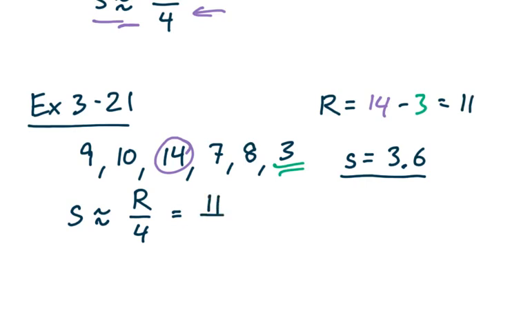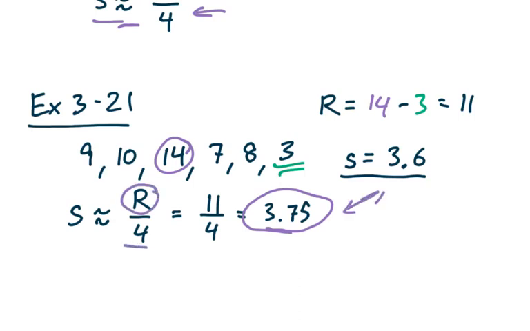And here we're doing 11 divided by 4, and that works out as exactly 3.75. Okay, and so notice here, it's actually very close. In most examples that you look at, the range divided by 4 is in the same ballpark, but it's usually not exact. So that is what we mean by a rule of thumb. It's a way of estimating it, doing it as a quick calculation, but you won't necessarily preserve a whole lot of accuracy.